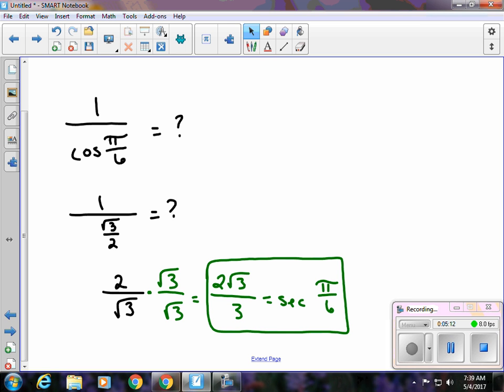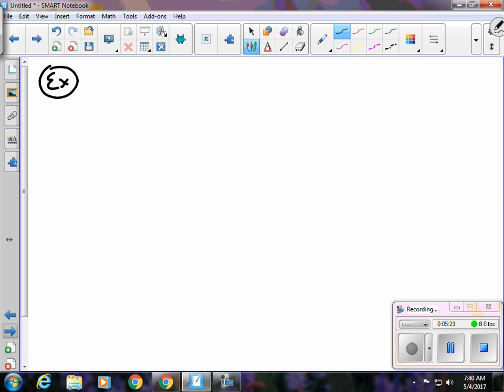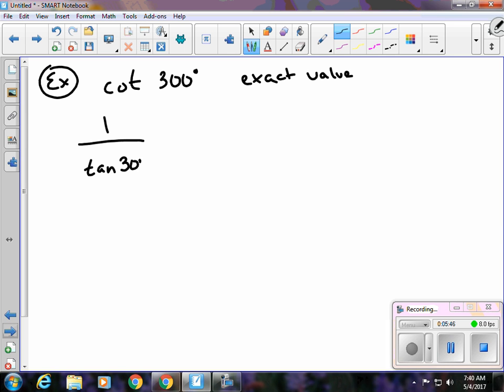So let's go through another one just as good measure. Let's say that I want the cotangent of 300 degrees. Again, I want an exact value. Okay, so cotangent is really 1 over tangent 300. Okay, so 1 over tangent 300 is negative square root 3.